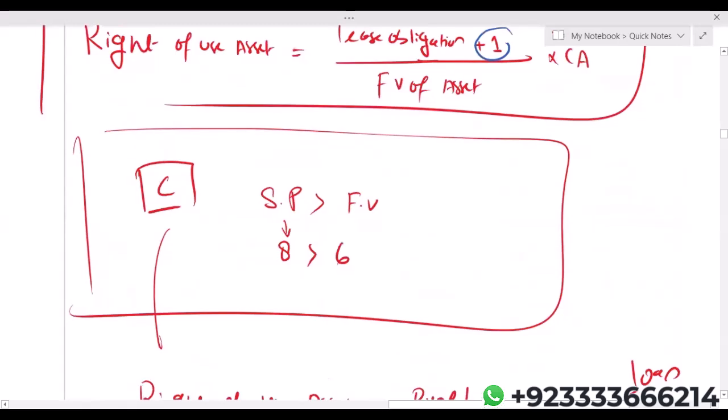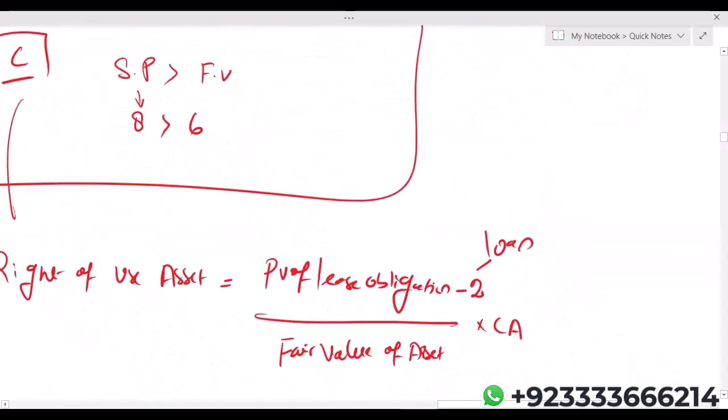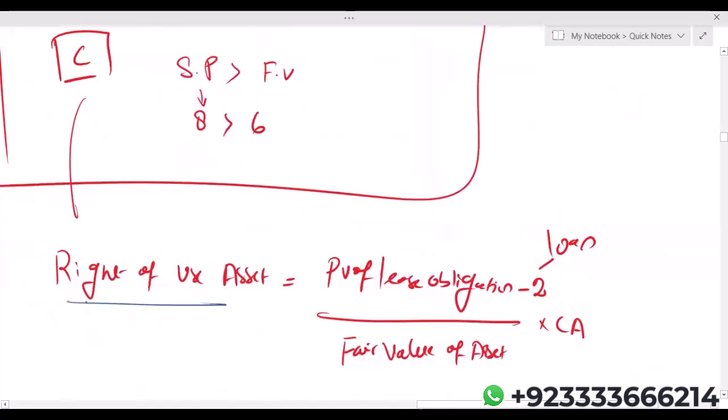Third possibility: the selling price is more than the fair value. When the selling price is more than the fair value, then simply the excess is treated as a loan, as a financial liability. And while calculating the right-of-use asset, what do we do? From the present value of the lease obligation, we deduct the loan amount, divided by fair value of asset into carrying amount, which will give you the value of the right-of-use asset.